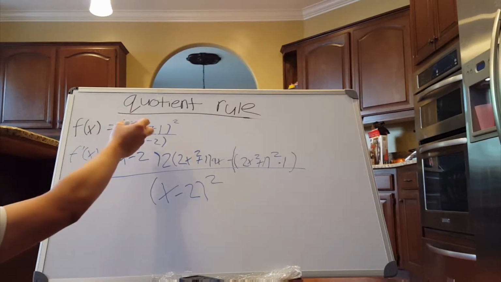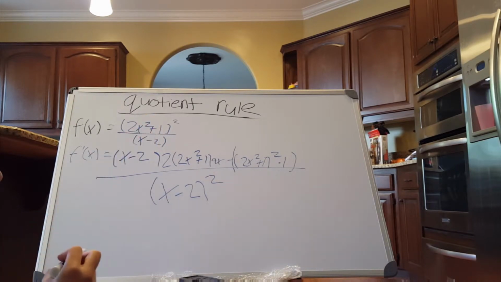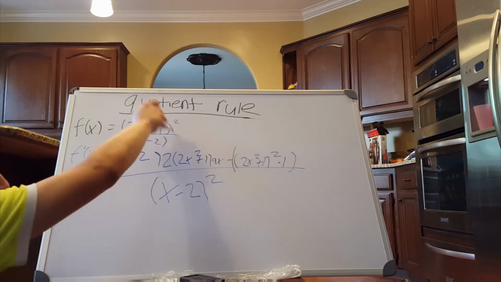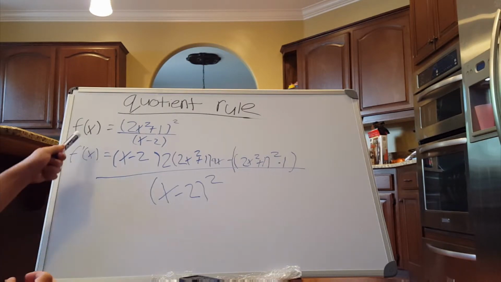Okay, so f of x equals (2x squared plus 1) squared over x minus 2. Now this one's a little bit more difficult because in the numerator we're going to need to use the chain rule within the quotient rule. So remembering the equation, low d high minus high d low over low squared, is the derivative of a rational function.